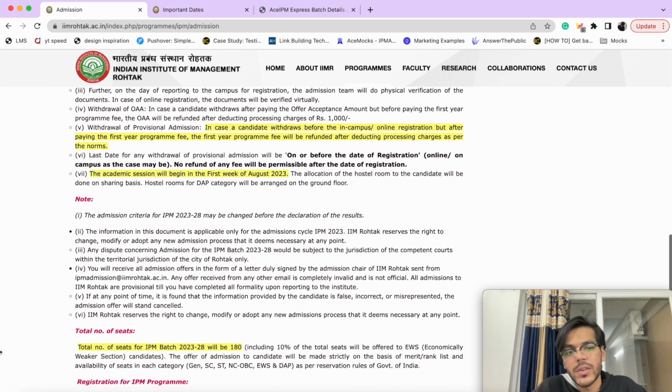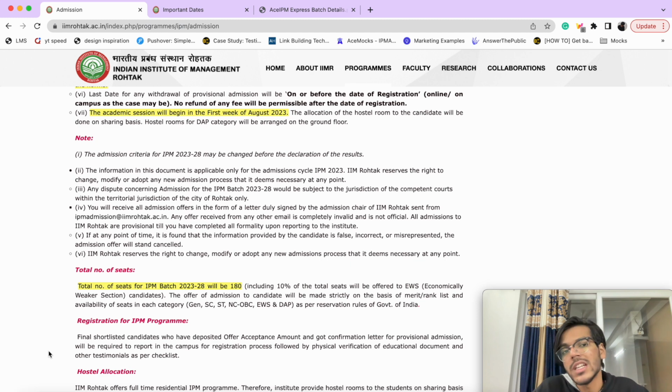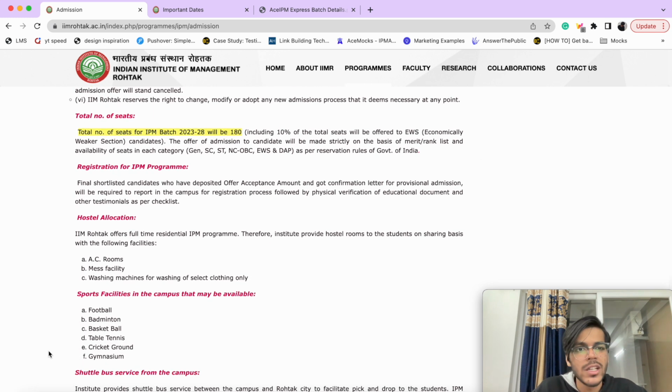Another very important thing for you guys to know is that the total seat matrix for this year is going to be 180. Ideally, it hovers between 150 and 200. This year, they have decided the total number of seats to be 180, on the basis of which your standard reservation norms will also apply. That is it in terms of what we have in the admission handout.